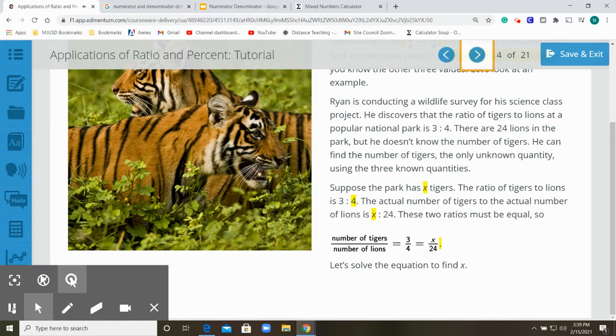Suppose the park has X tigers. The ratio of tigers to lions is 3 to 4. The actual number of tigers to the actual number of lions is X to 24. These two ratios must be equal. So, number of tigers over number of lions equals 3/4 equals X over 24.